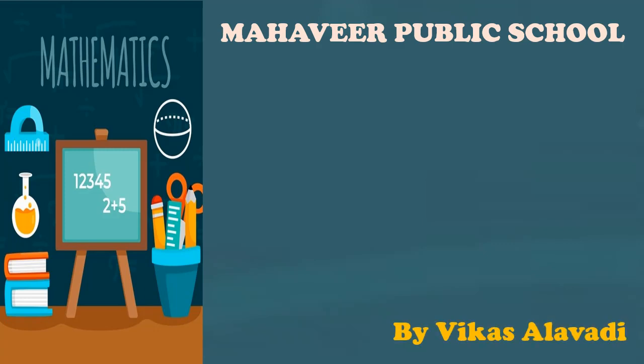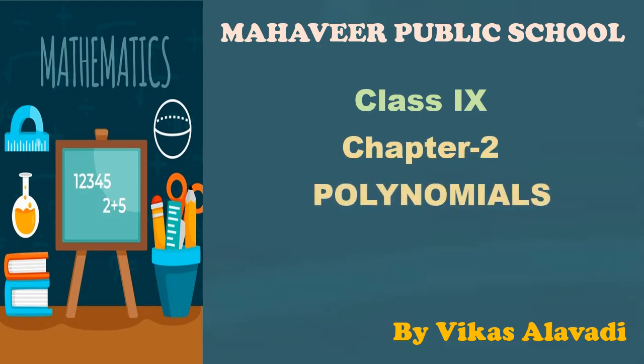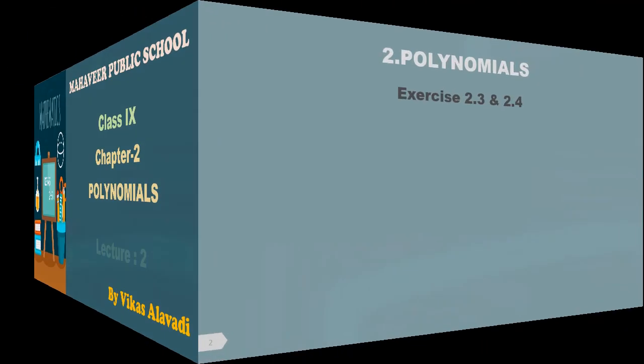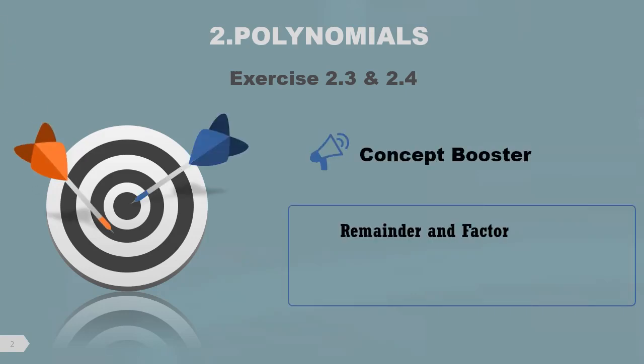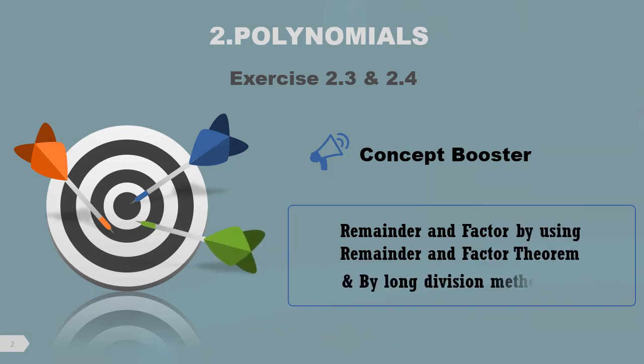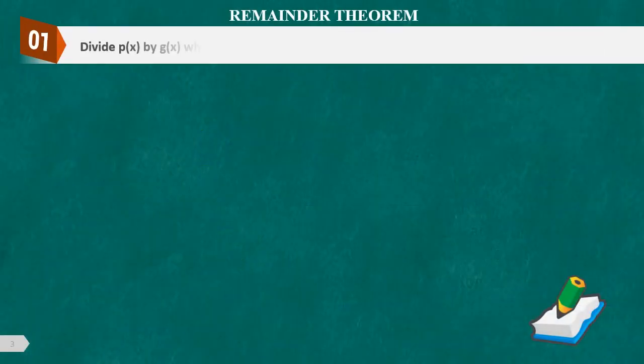I am Vikas Elavadi. Today I will start in class 9, chapter number 2, polynomial. This is lecture number 2. Now, in exercise 2.3 and 2.4, we will learn how to find the remainder and factor by using theorems and by the long division method. Now proceed for the remainder theorem.